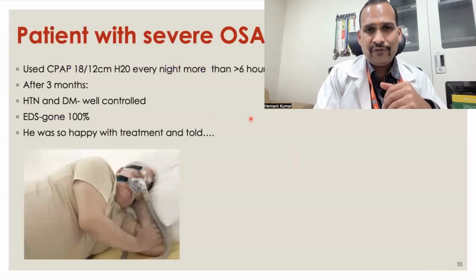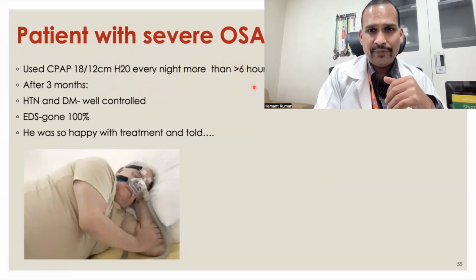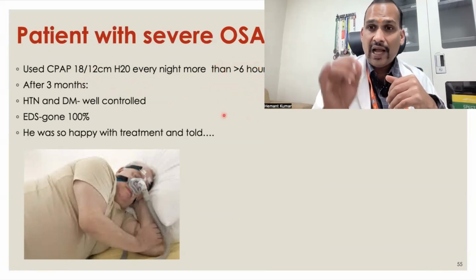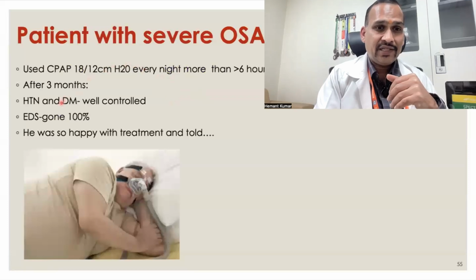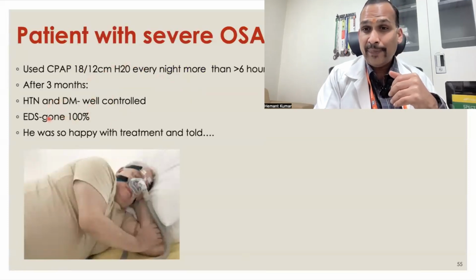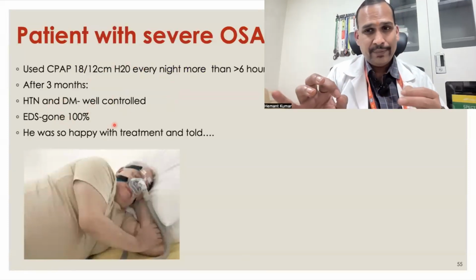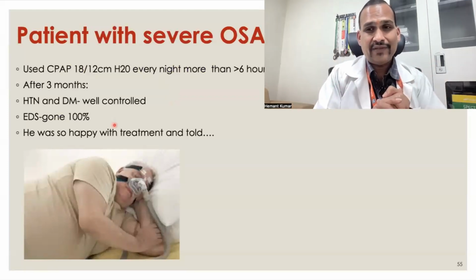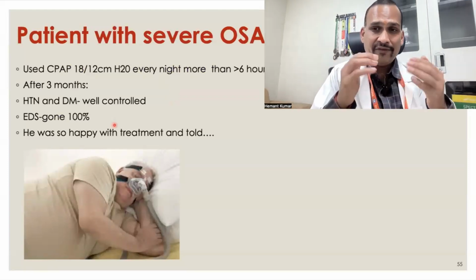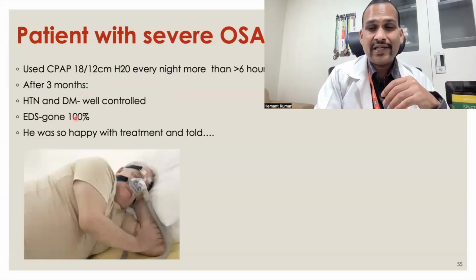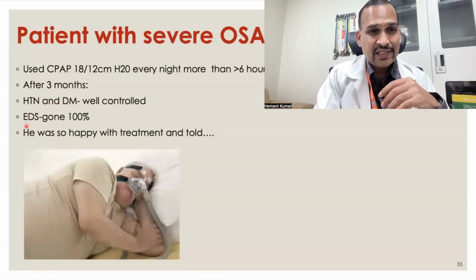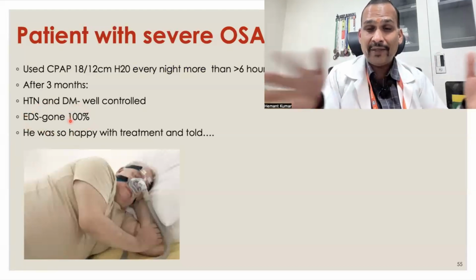So this is an example of my patient. We prescribed CPAP for this patient, and he was using it for 3 months. We followed up after 3 months, and he was using it more than 6 hours per night. After 3 months, his diabetes and hypertension were well controlled with treatment. Previously, they were not getting controlled. His diabetes was very high, sugar level was high. But once he used CPAP, his diabetes got controlled within 3 months. Excessive daytime symptoms were gone 100%.